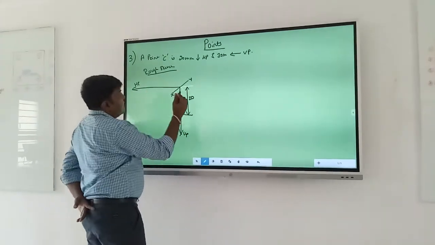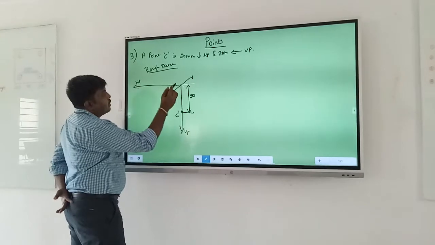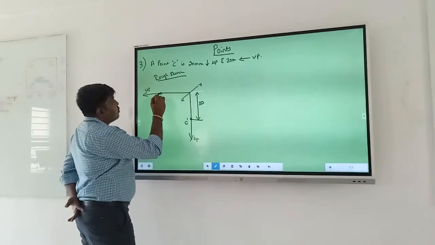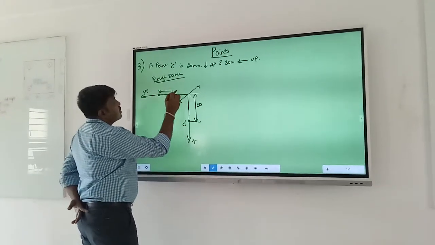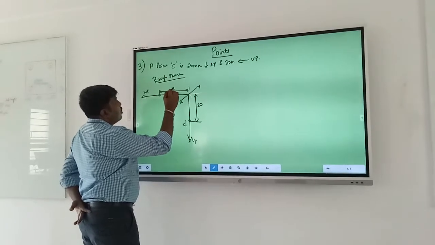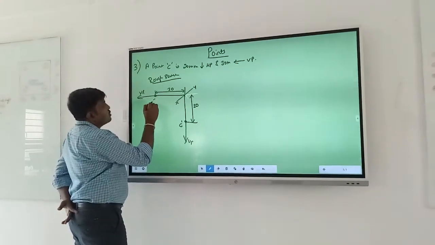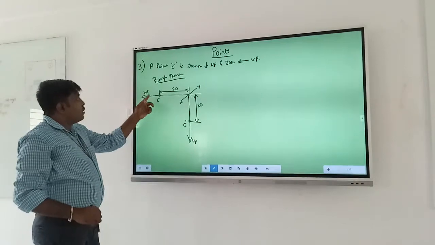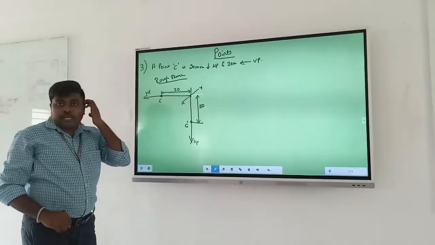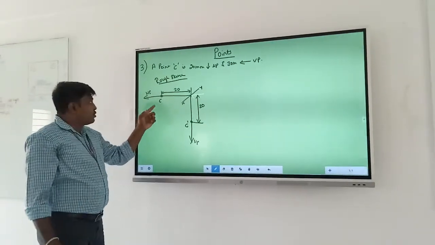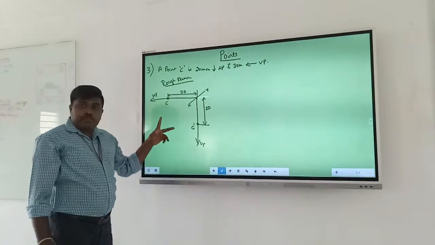And 30 mm behind VP, from here 30 mm behind. So 10, 20, 30, this is a point which is at a distance of 30 from the origin, and this is the point C. Why have I written this as C? Because this point is placed on the horizontal plane. So there is a reason I have to name it without dash. So this is C.